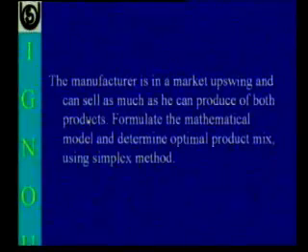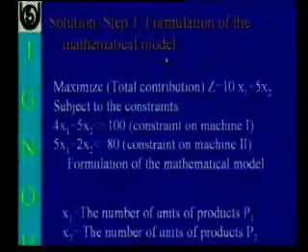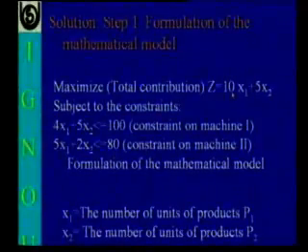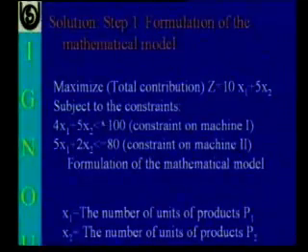Now we will make the mathematical model. So our first step is the formulation of the mathematical model. We will maximize; 10 and 5 are the contributions from products P1 and P2. So 10x1 plus 5x2 is the objective function which needs to be maximized. And these are the constraints. This is the number of hours available on machine 1. So our first constraint will be 4x1 plus 5x2 is less than or equal to 100. Similarly, 5x1 plus 2x2 is less than or equal to 80 is the constraint for machine 2. And x1 and x2 are the number of units for product 1 and product 2.